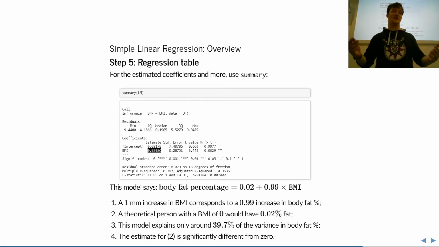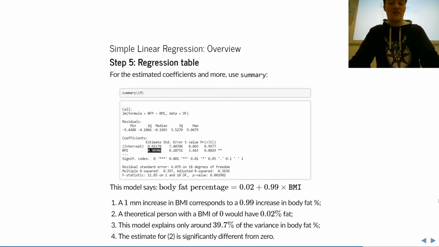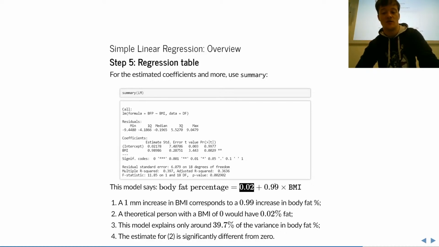In theory, you can extrapolate with a model, dangerous business, but if there would exist a person with a BMI of 0, then they would have a body fat percentage of 0.02 according to this model, because we just multiply 0.99 times 0. And this model says something else.